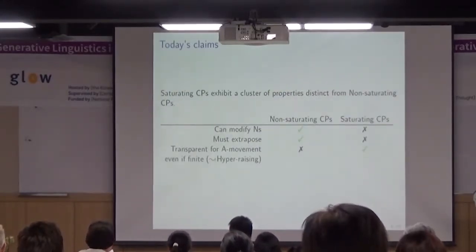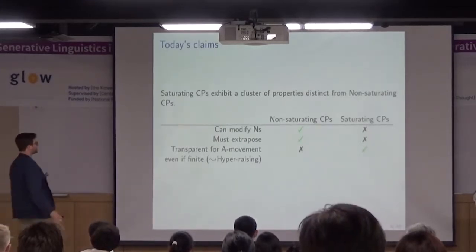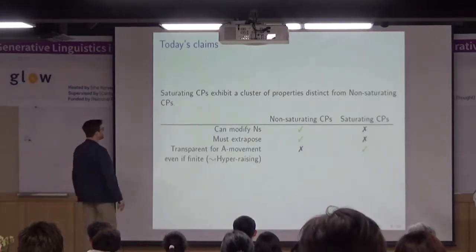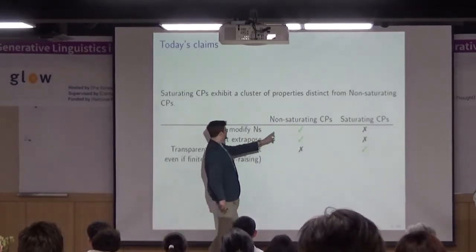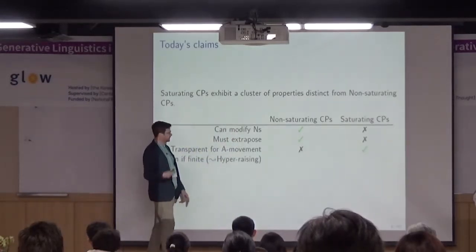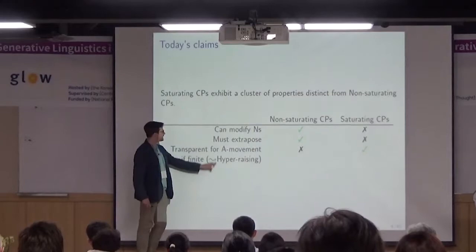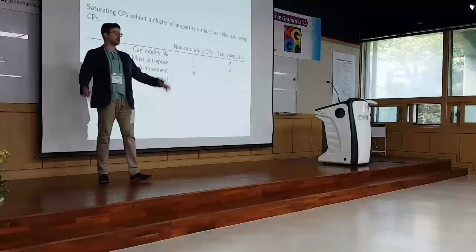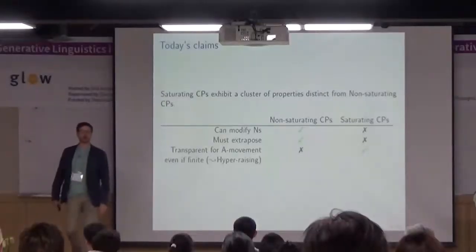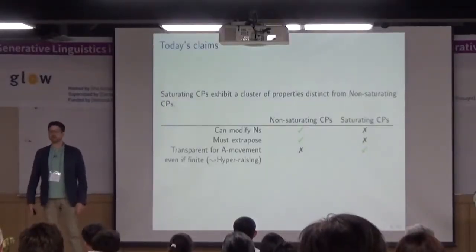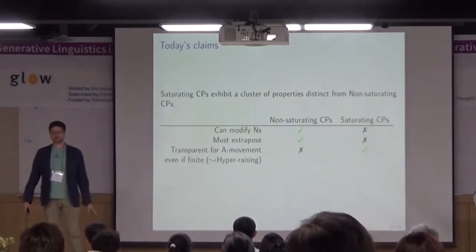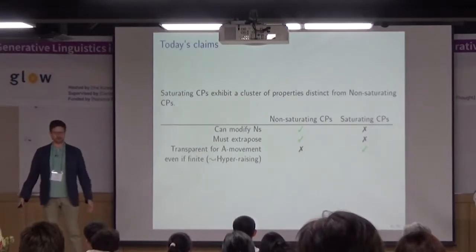Okay, what I'm going to tell you is that saturating and non-saturating CPs have a cluster of properties that distinguish them. Non-saturating CPs look like they're modifying, not complementing, nouns. I'll tell you why I think this in a bit. Non-saturating CPs like to extrapose. We already saw that with the Bangla example. And non-saturating CPs are opaque for movement. Particularly, they're opaque for A movement. That shouldn't seem surprising at first because you think, well, yeah, you can't A-move out of a finite CP.